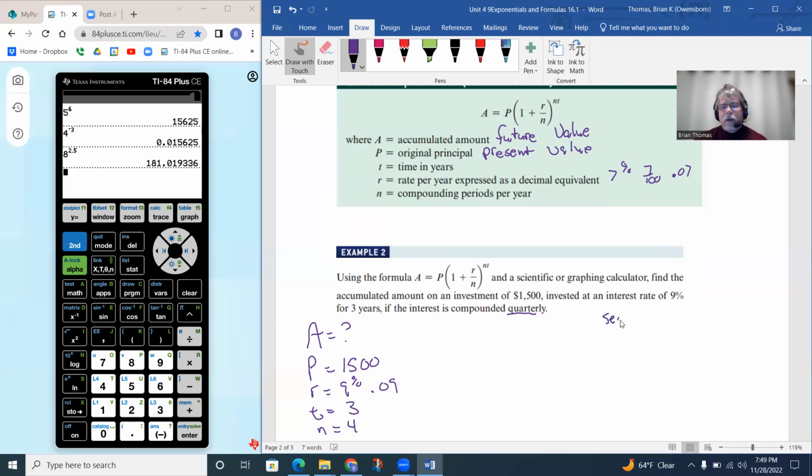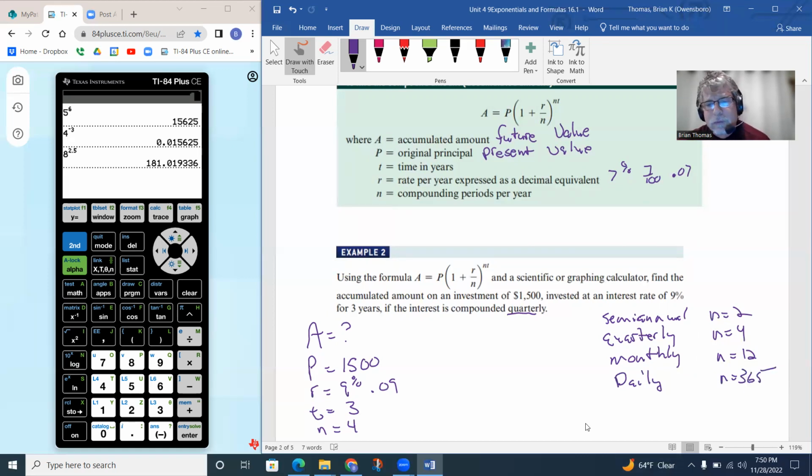So we have what's called semi-annual. Semi-annual, N would equal 2. Quarterly, N would equal 4. Monthly, N would equal 12. Daily, N would equal 365, or sometimes there's what's called the banker's rule, which would be 360.